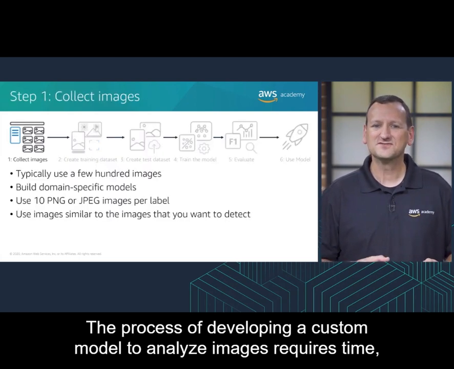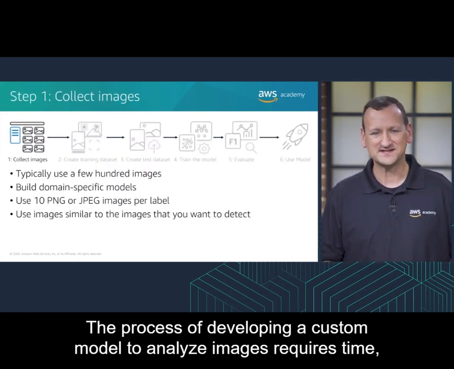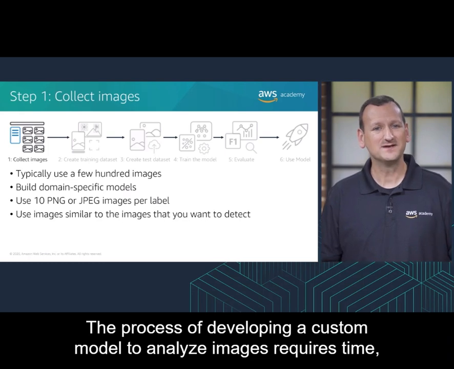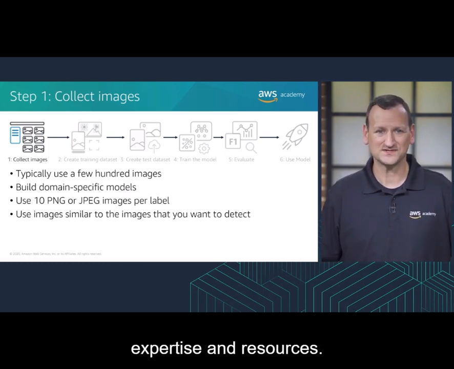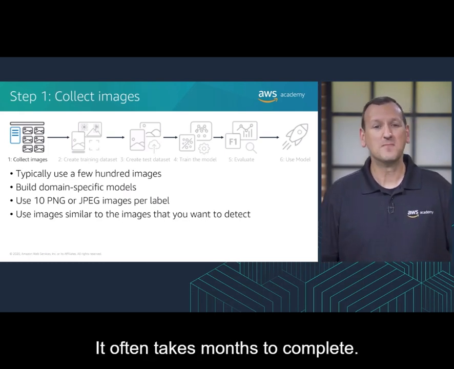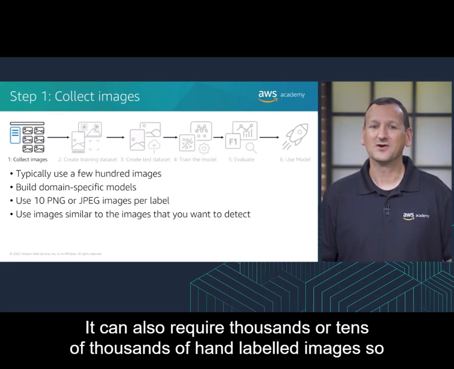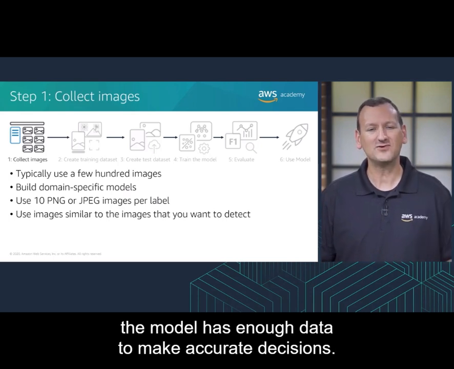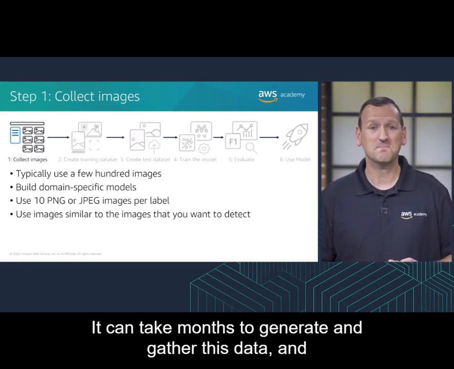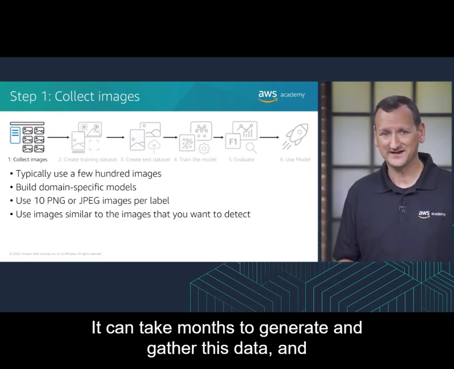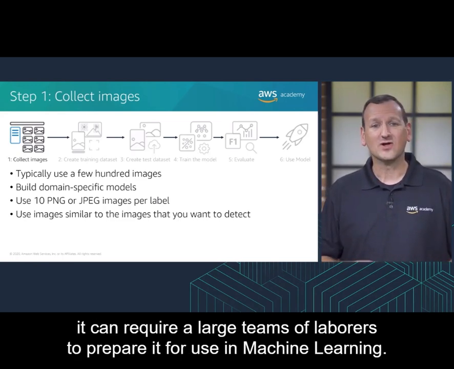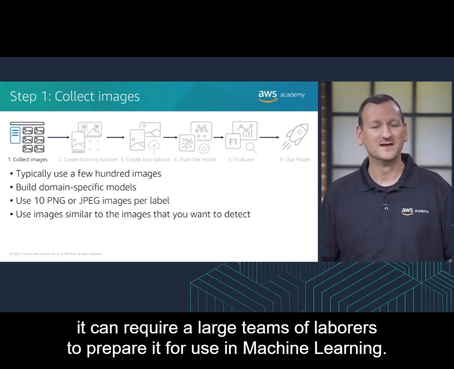The process of developing a custom model to analyze images requires time, expertise, and resources. It often takes months to complete. It can also require thousands or tens of thousands of hand-labeled images so the model has enough data to make accurate decisions. It can take months to generate and gather this data, and it can require large teams of labelers to prepare it for use in machine learning.